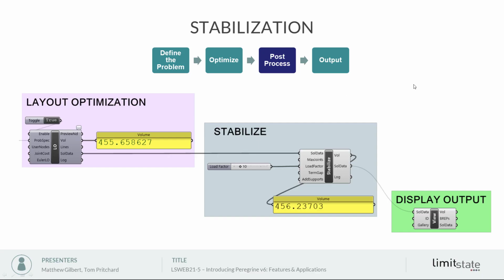And within Peregrine, the stabilization comes in as a post-process function, and we can see we have the output from a layout optimization that goes into the stabilize component, and we add our load factor, in this case 10, into that stabilize component, and we can see what the volume is, and then output from that into, in this case, the view component to see what that solution looks like.